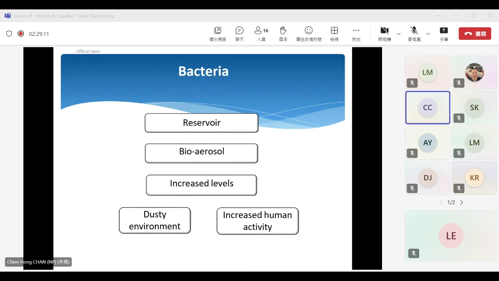So for bacteria, common contributions, of course, as we mentioned, are human activities, or when we have a dusty environment. The bacteria are also able to live on the different dust particles in the air, taking the nutrients from the environment.